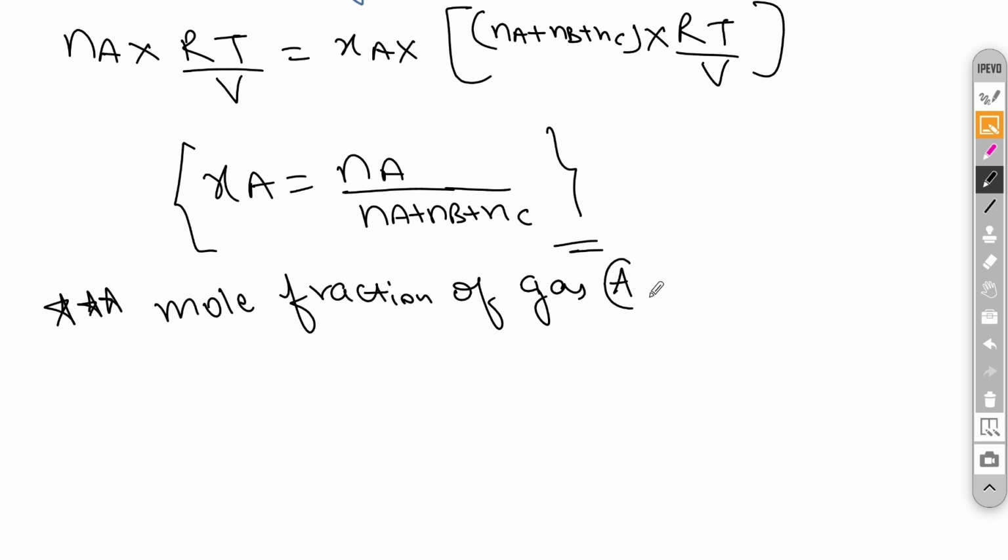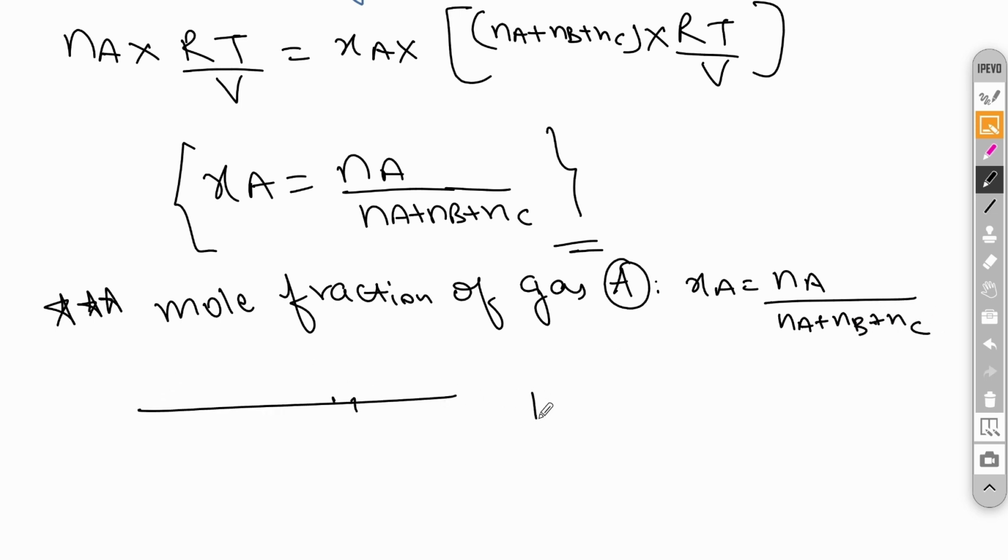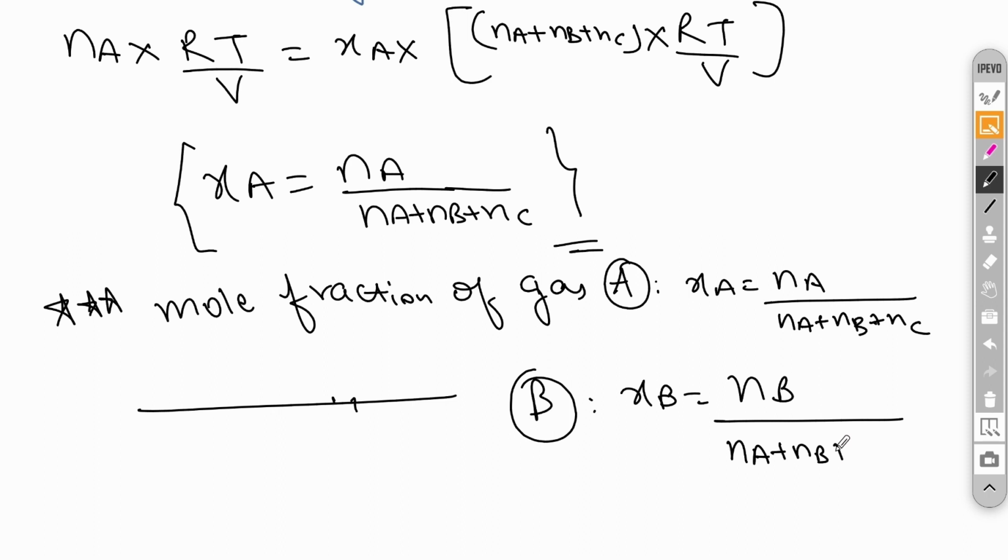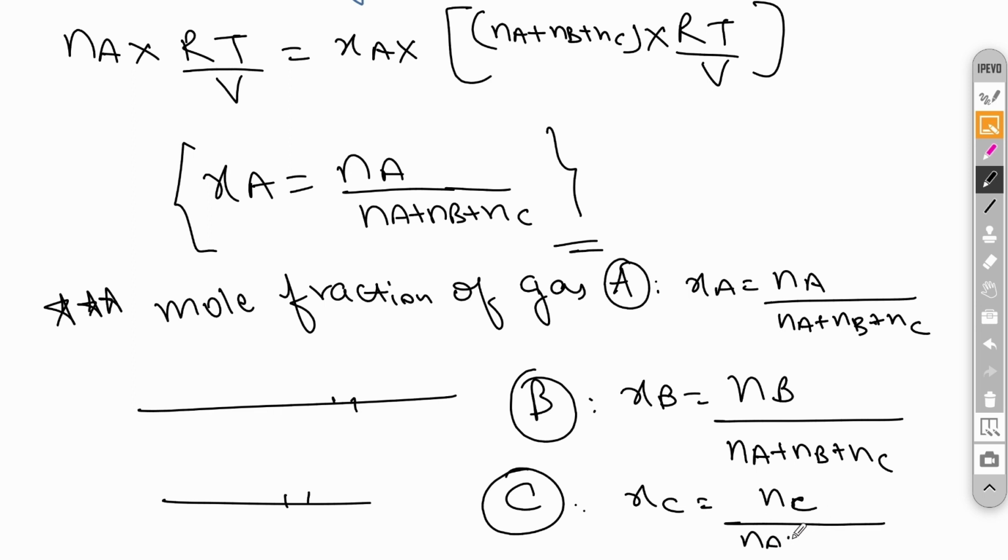Similarly, mole fraction of gas A is Xa is equal to Na over Na plus Nb plus Nc, that is total moles. We can write the same for gas B, that is mole fraction of gas B is equal to Nb divided by total moles, that is Na plus Nb plus Nc. Similarly, we can write for gas C, Xc is equal to Nc divided by Na plus Nb plus Nc.